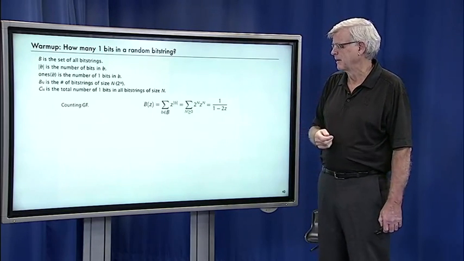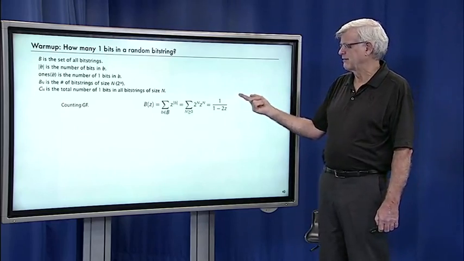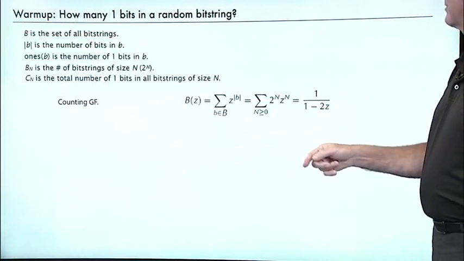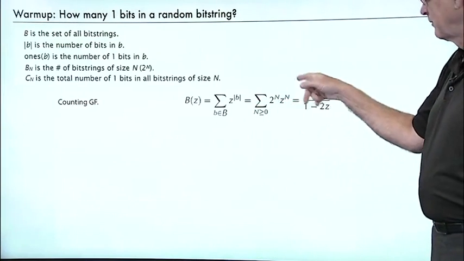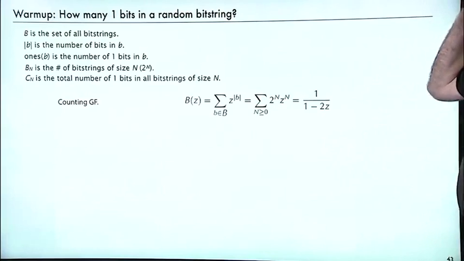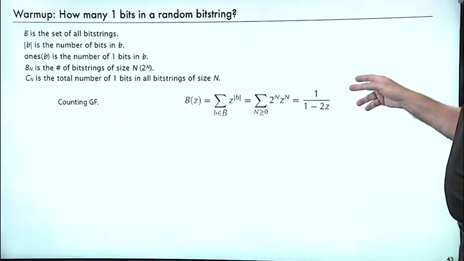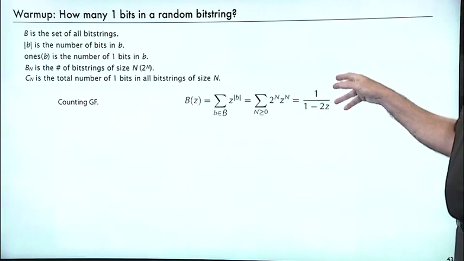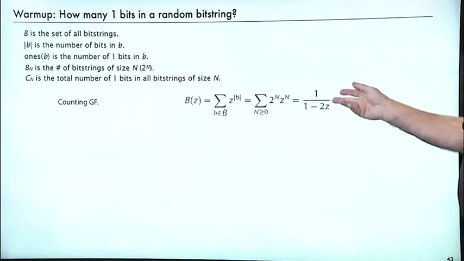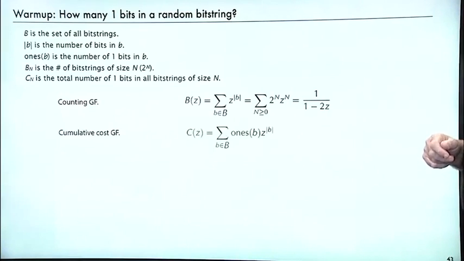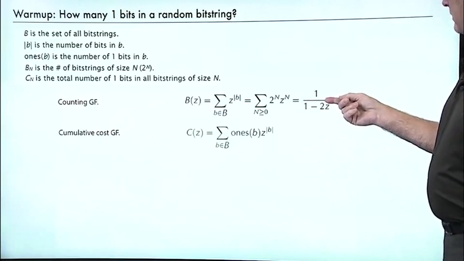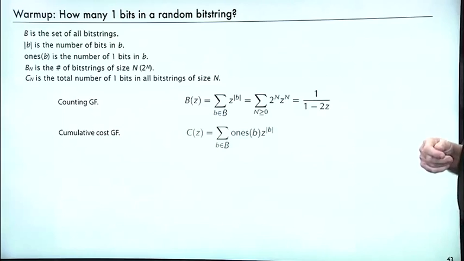So the counting GF, B of z, is the sum over all bit strings of z to its size, and that's the sum of 2 to the n, z to the n, which is 1 over 1 minus 2z. So that's B of z. And actually, we can get that formally just from the definitions, but I'm sure you believe that one. What about the cumulative cost GF? So that's the function.